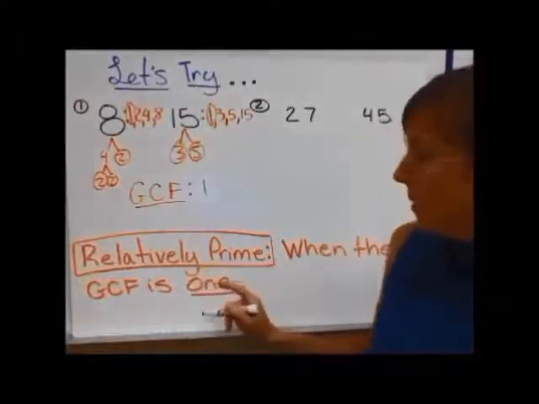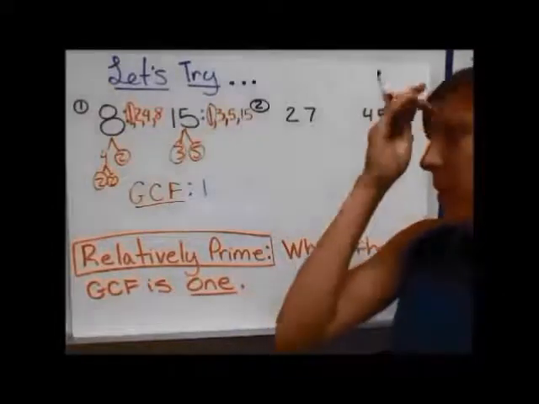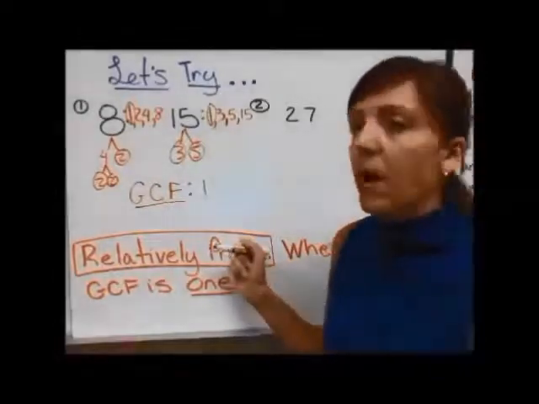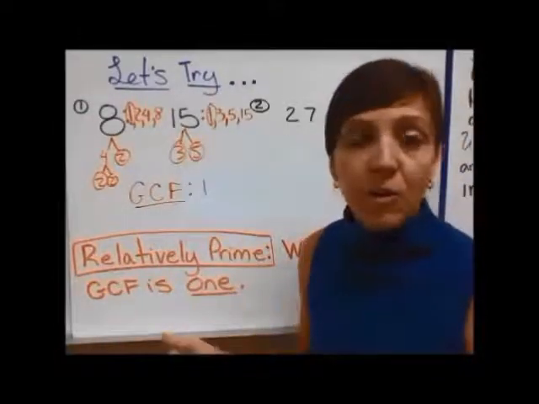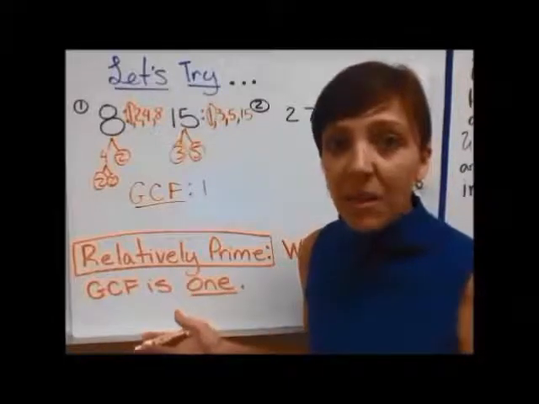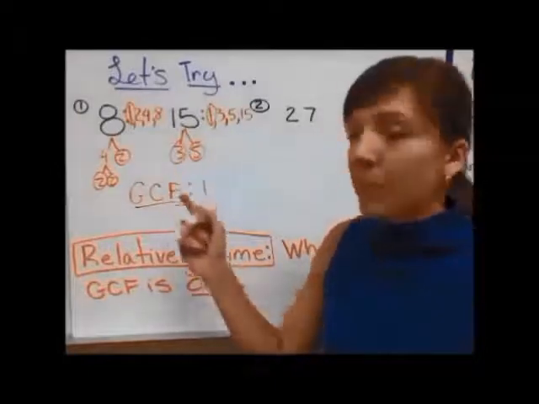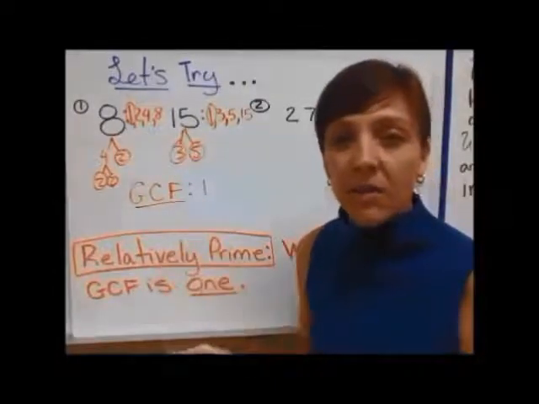Well, that means that the two numbers are something called relatively prime. Relatively prime means the greatest common factor is 1 between the two numbers. Think of prime. Prime numbers got nobody but 1 and themselves. So prime means that a number only has 2 factors, 1 and itself.